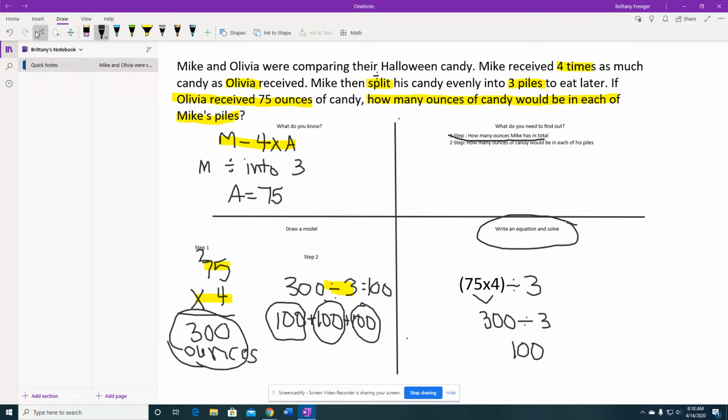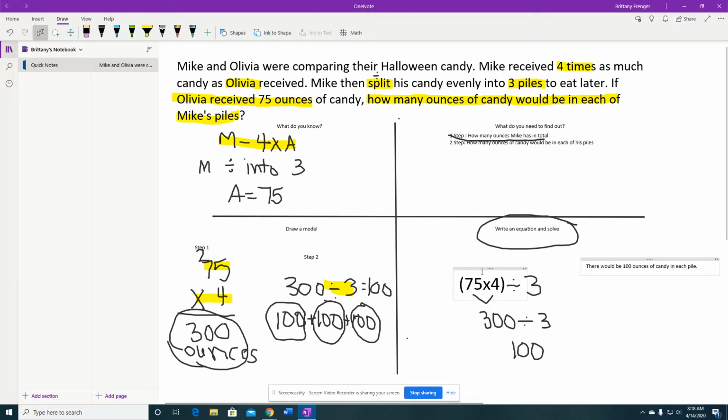So your answer would be, there would be 100 ounces of candy in each pile.